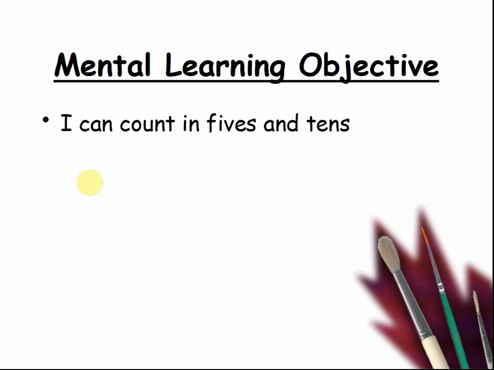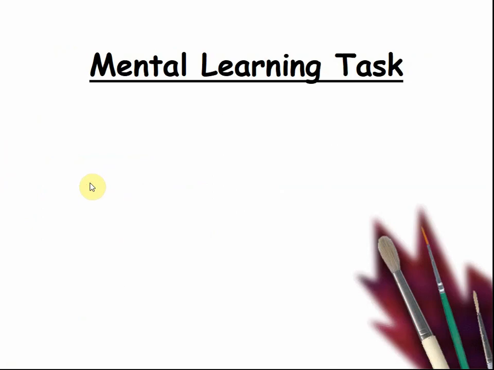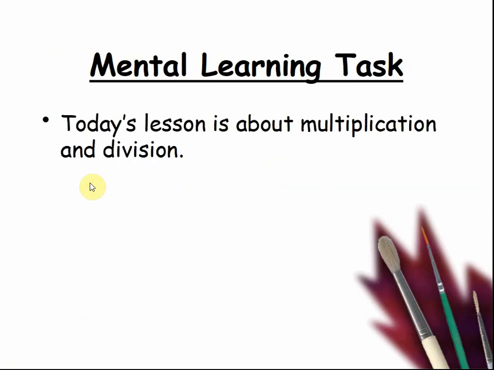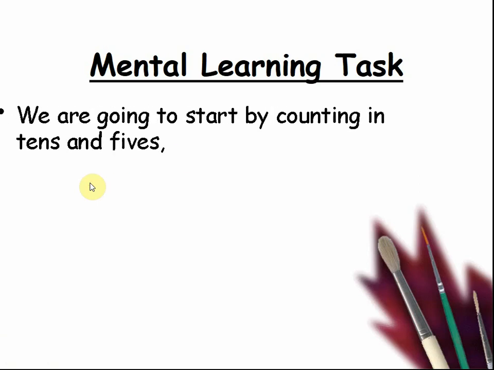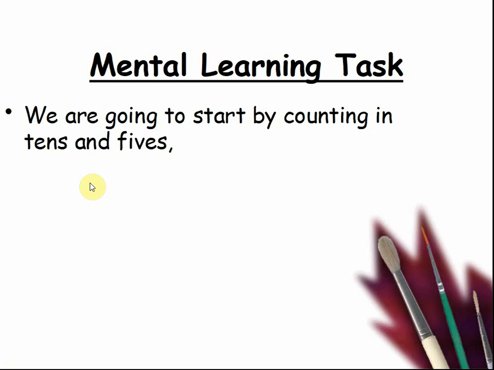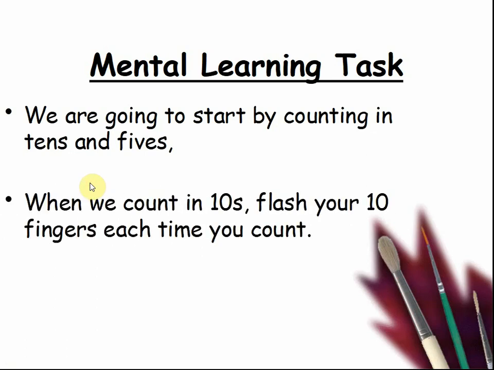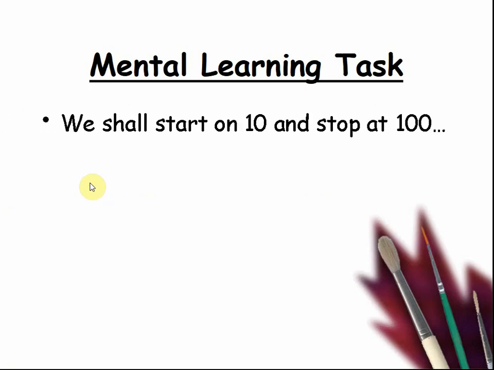Here is our mental learning objective. I can count in 5s and 10s. Here's our mental learning task. Today's lesson is about multiplication and division. We are going to start by counting in 10s and 5s. When we count in 10s, flash your fingers each time you count. We shall start at 10 and stop at 100.